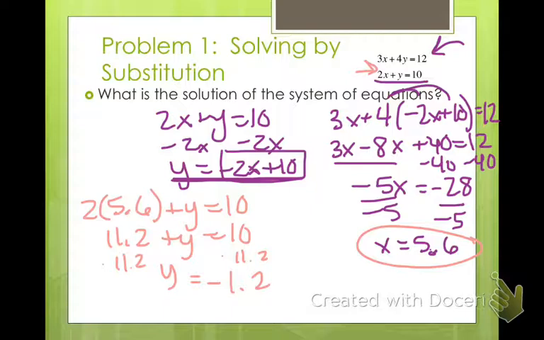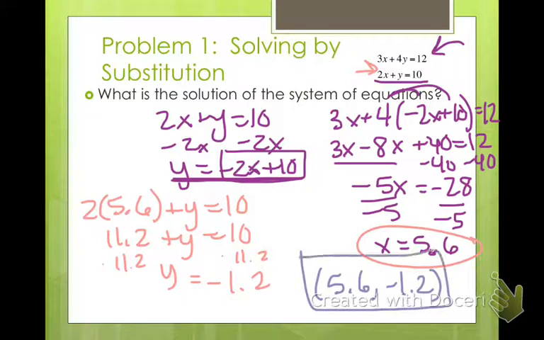So then my solution is x equals 5.6, y equals negative 1.2. I read that as an ordered pair: 5.6, negative 1.2. So this is my answer. Isn't that much nicer? What if we would have tried to graph that? That would have been terrible.